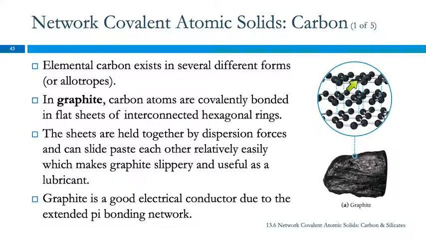Graphite has carbon atoms that are covalently bonded to each other in two-dimensional sheets, and then those sheets are attached to each other by dispersion forces. That makes it slippery and makes it soft, and so as you move the pencil across the paper, you leave a trail of graphite behind as the layers slide away from each other. It's also conductive because there's an extended pi bonding network, and that gets back to molecular orbital theory. There's a pi bonding network above and below that the electrons can move around in.